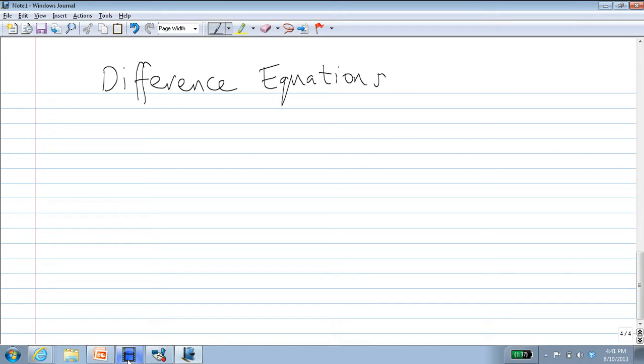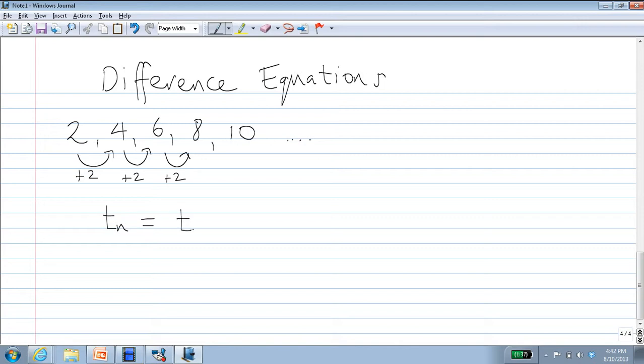A difference equation is a way of writing the numbers in a sequence and what happens to each number as we move from one term to the next. So if I had a simple sequence like this, 2, 4, 6, 8, 10, we can see that each number is going up by 2. So what we would say is that each term is 2 more than the term before it. And a way of writing that as a difference equation would be any term, Tn, any term in the sequence, would be equal to the term before it, which is Tn minus 1 plus 2.